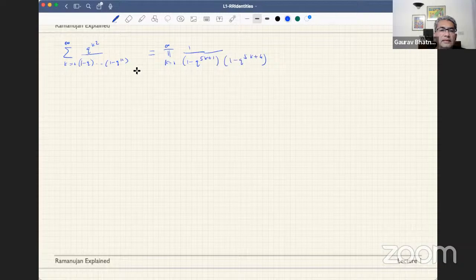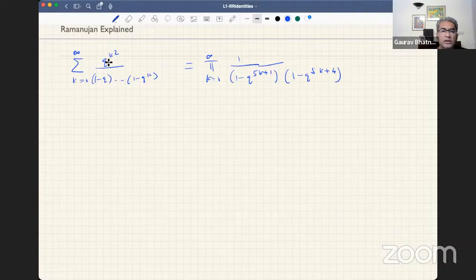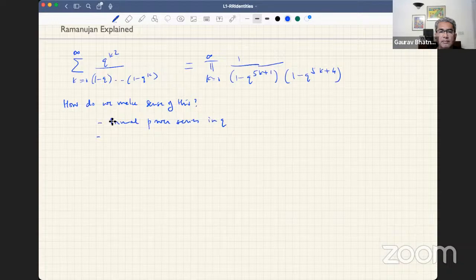So how does one make sense of something like this? There are two ways essentially. One way is to look at them as formal power series in q, and the other way is as analytic identities. Both are useful. We will cover both of them, but the first is more algebraic. So this could be method one, and this is method two. Today we will focus on method one, and we'll get to analytic identities at some point. But today let's just look at formal power series.